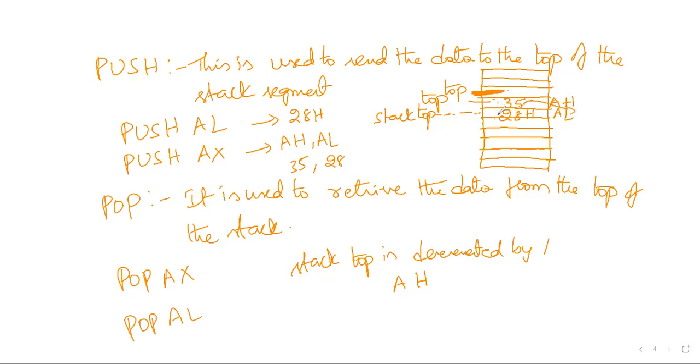Similarly, next again it is decremented by 1. Now this number is copied into the AL. Previously, AL register contents were copied into the stack segment. Now the same operation in reverse, from stack to AX. In POP the stack register contents are decremented, and in PUSH the address is incremented. That is the difference between push and pop.